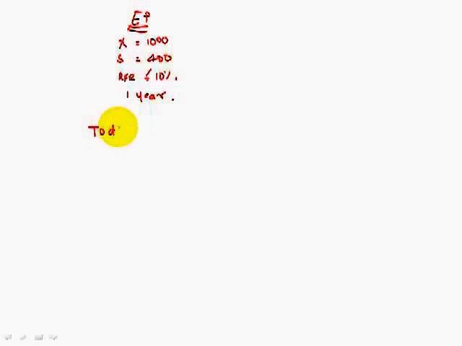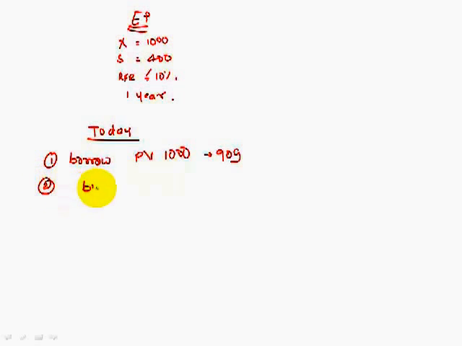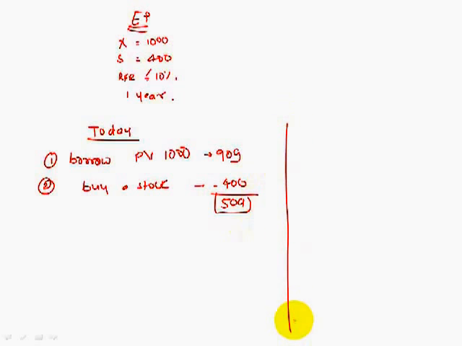Alright, let's see the logic now. See what I do today. Number one, I go to a bank, I borrow, and I will borrow the present value of 1000. And present value of 1000 is 909. Then out of this, I will buy a stock for 400. How much am I left with? 509. If after 1 year everything gets settled off immediately, I don't have to worry. Then that 509 is the minimum value.